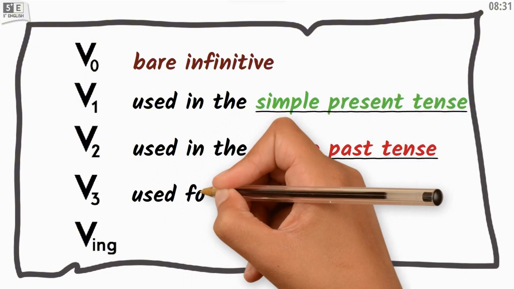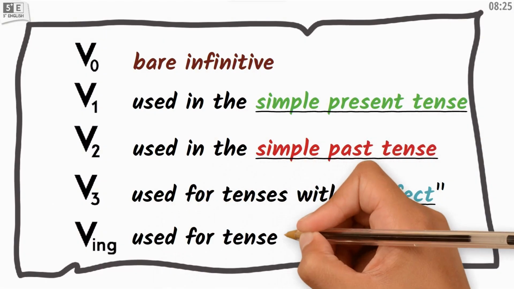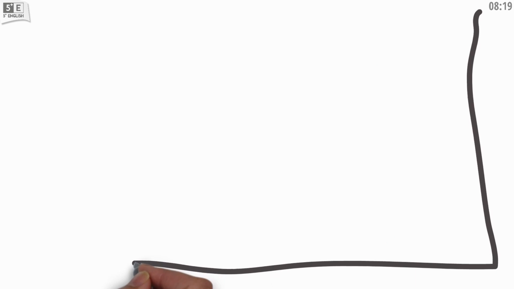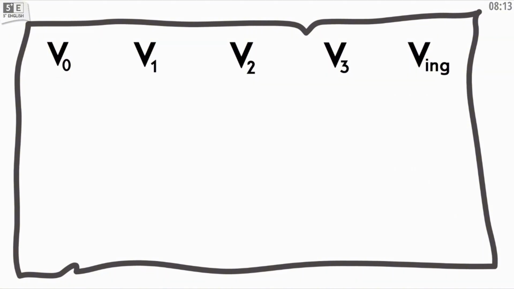Verb 3 is used for tenses with perfect. Any tense with perfect must have verb 3. Verbing is used for tenses with continuous. Any tense with continuous must have verbing. Why are there so many verb forms? Isn't it so confusing? Verbs 0, 1, 2, 3, and verbing, although different in form, have the same root meaning.